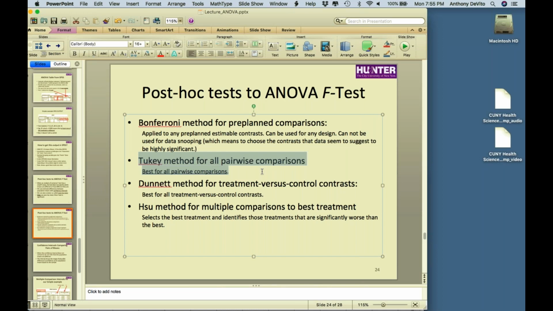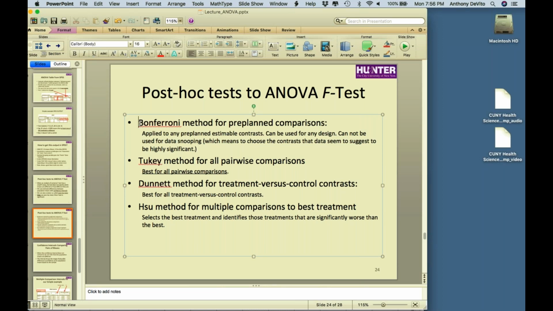Tukey method for all pairwise comparison. Maybe we'll discuss that later on. Dunnett method for treatment versus control contrast, maybe drug tests and so on and so forth. Sue method for multiple comparison for the best treatment among a group of treatments and so on. So really, for our purposes, perhaps we'll stick with Bonferroni for the analyses that we're going to be doing, because it's kind of an all-purpose test.